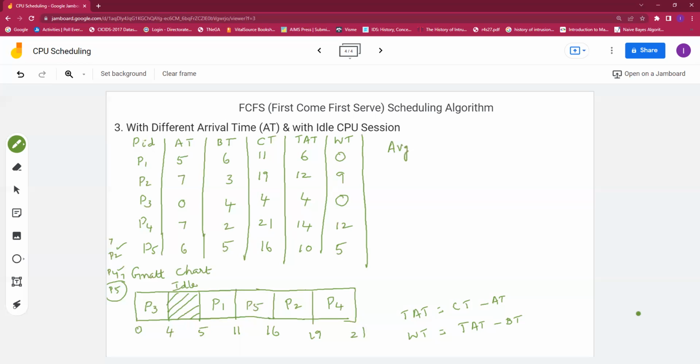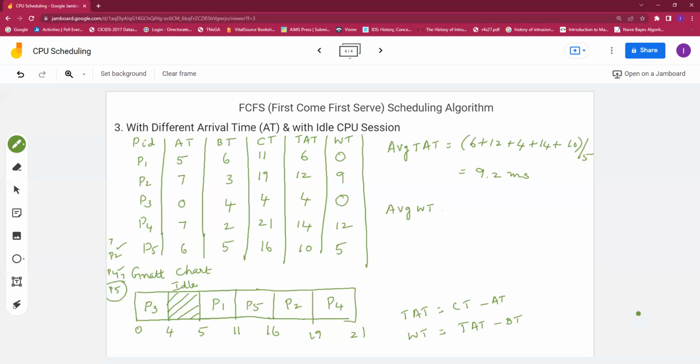Now we need to find the average turnaround time. You know the turnaround time for each and every process, add everything and divide by the number of processes. So here 6 plus 12 plus 4 plus 14 plus 10 divided by the total number of processes, that is 5. You will be getting 9.2 milliseconds.